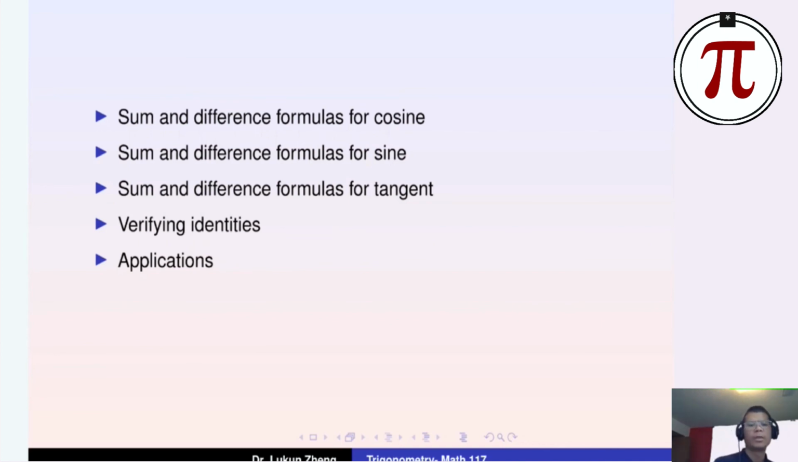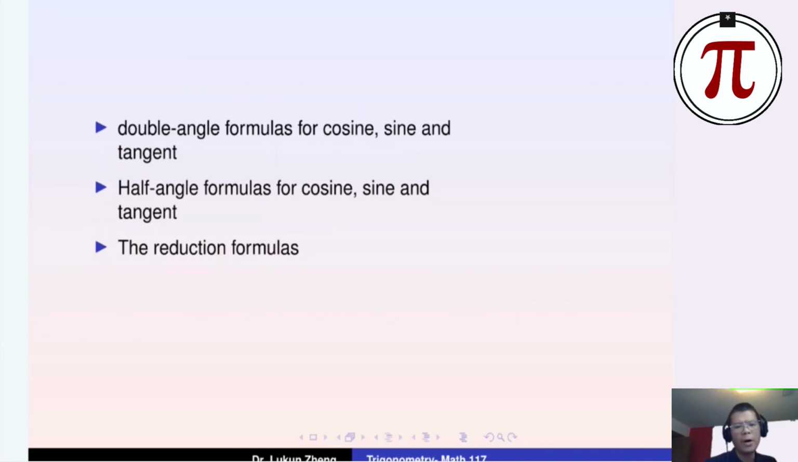Okay, 3.3, double angle formulas for cosine, sine, tangent. What is sine 2 theta? What is cosine 2 theta? What is tangent 2 theta? Right? So half angle formulas: cosine alpha over 2, sine alpha over 2, tangent alpha over 2, right? And reduction formulas, right? Cosine squared equals what? Sine squared equals what? Tangent squared equals what? So these are the reduction formulas.